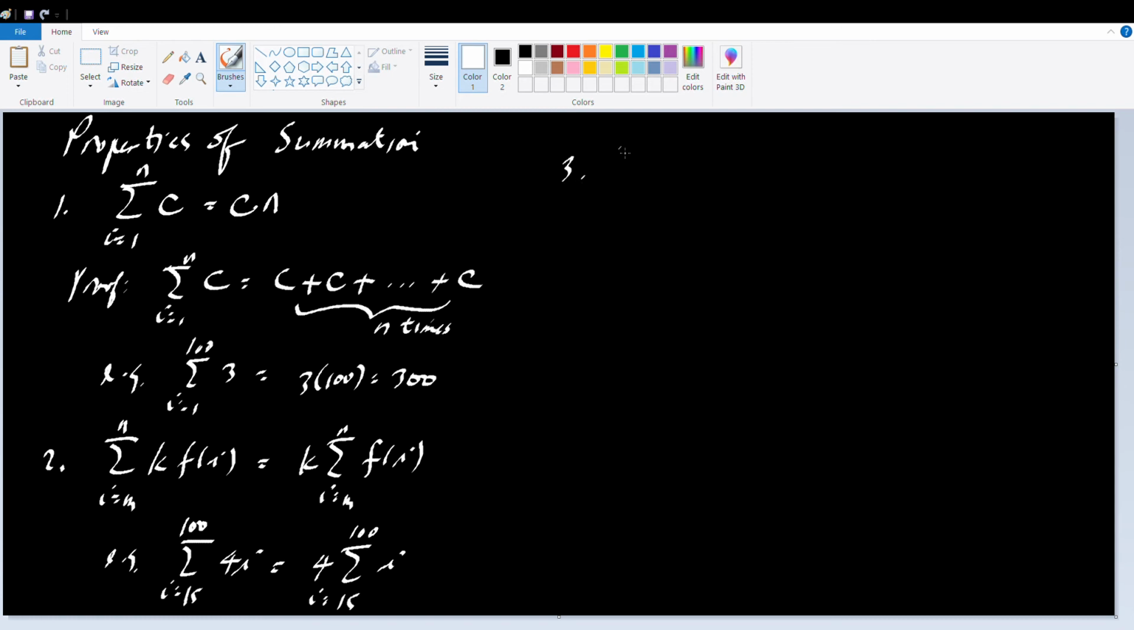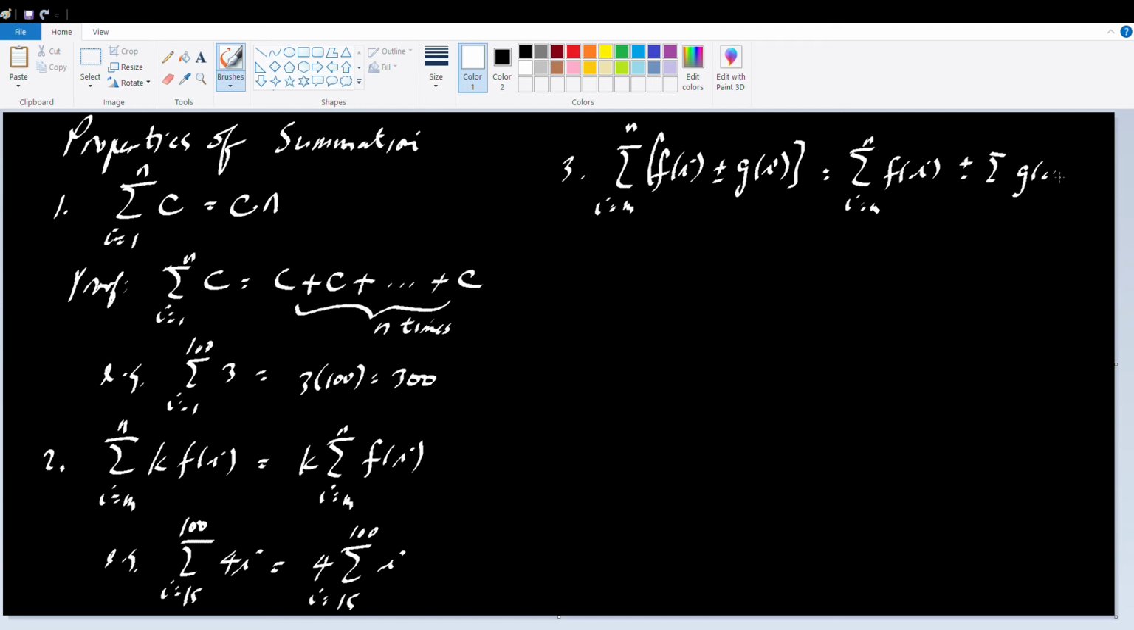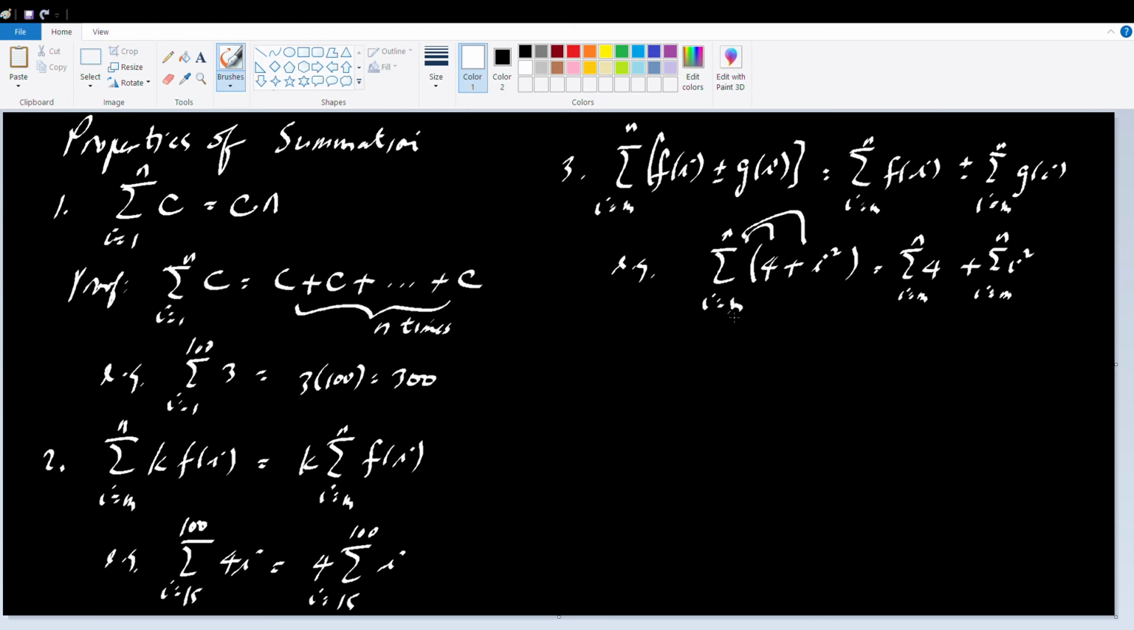Next, the summation of the sum of f of I, or the difference, f of I minus g of I, quantity I from m to n, is equal to the sum of f of I from m to n, plus or minus the sum of g of I from m to n. So as an example, if you want to find the sum of 4 plus I squared, I from m to n, that will be equivalent to the sum of 4 plus the sum of I squared, both sums from I equal to m up to n. Alright? So in other words, you can distribute the summation or the sigma.